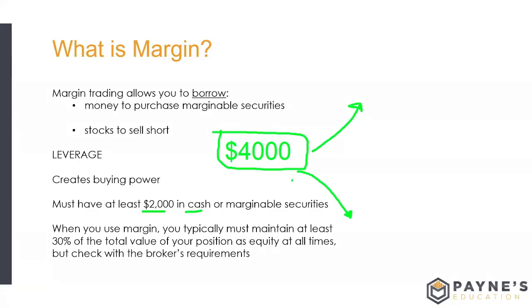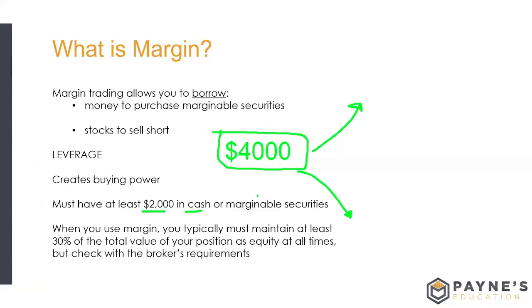Because of that, the governing bodies restricted a lot of things, and they developed a lot of safeguard rules to help hopefully prevent that type of situation from happening again. But I bet it still happens even to this day when people just don't know any better. All right, so you want to be aware that when you use margin, you typically must maintain at least 30% of the total value of your position as equity at all times, but it could vary from brokerage firm to firm, so you just want to check with your brokerage to see how that works out.